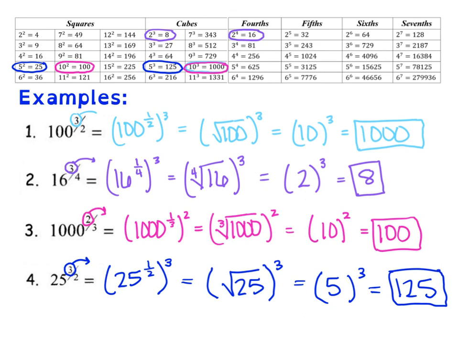So see if you can try some similar problems.